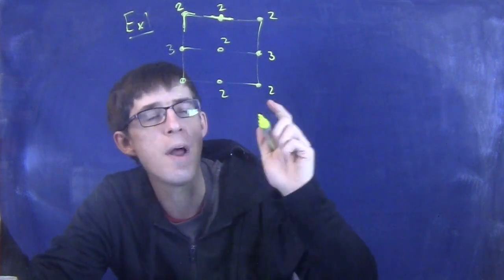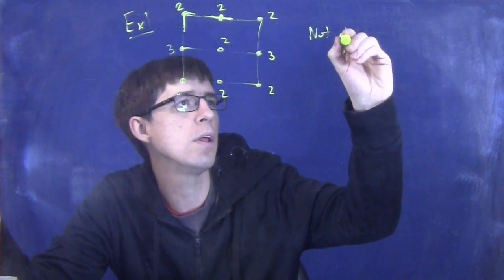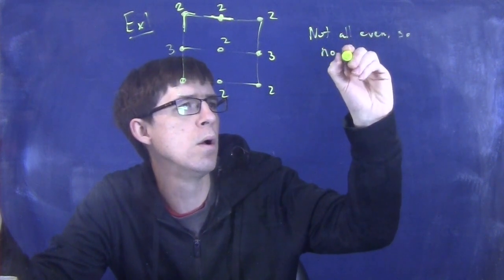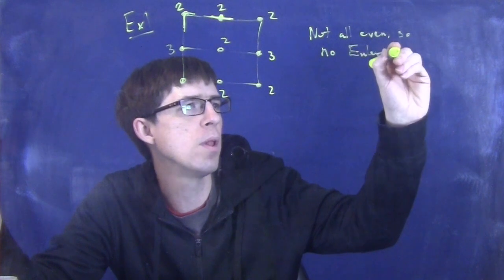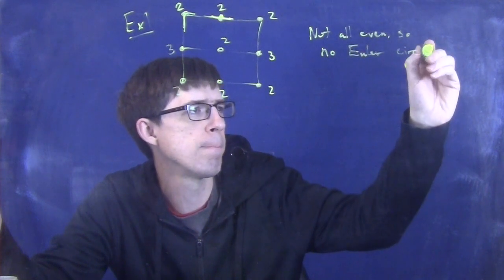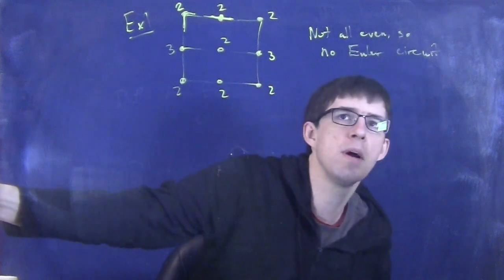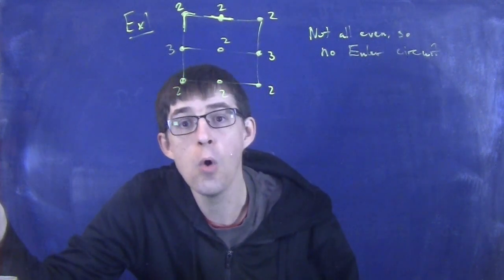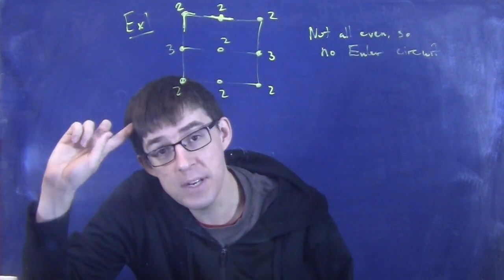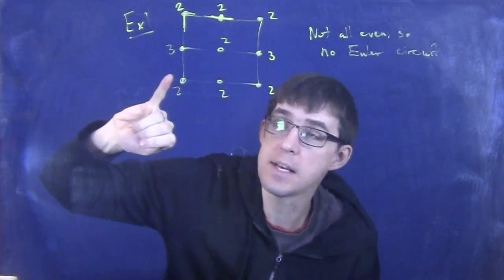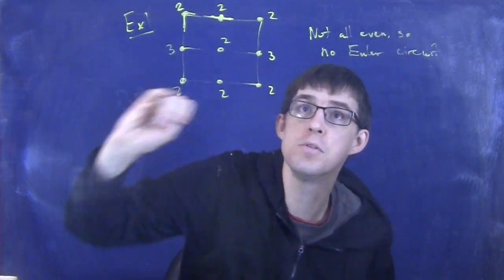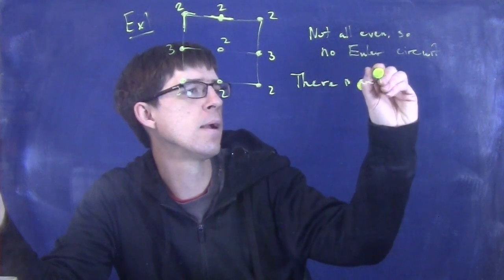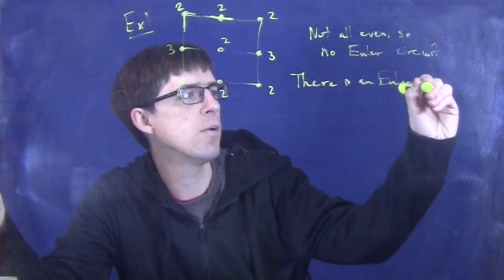And we can see they are not all even. Not all even. So that means no Euler circuit, right? Euler circuit requires all the degrees to be even. They are not all even, so there's no Euler circuit. Euler path requires all even except for 2 of them. And actually that is the case here. They are all even except for 2 of them, those 2 threes. So there is an Euler path.